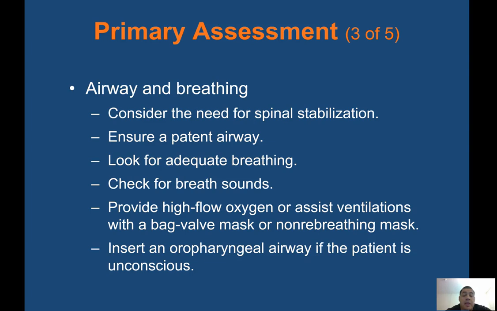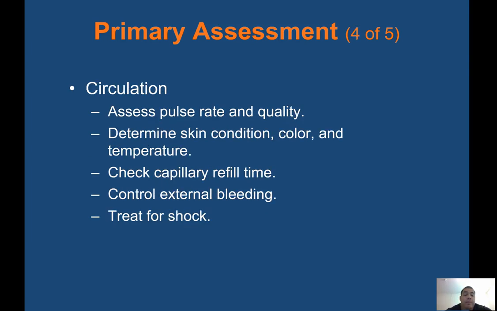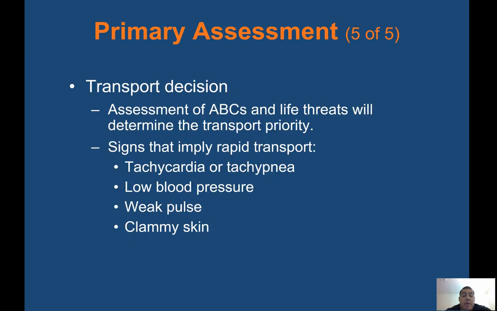Airway and breathing: consider the need for spinal stabilization. Ensure a patent airway. Look for adequate breathing. Check for breath sounds. Provide high flow oxygen or assist ventilations with a bag valve mask or non-rebreather. Insert an OPA if the patient is unconscious. Circulation: assess pulse rate and quality. Determine skin condition, color, and temperature. Check capillary refill time. Control external bleeding. Treat for shock. Transport decision: assessment of ABCs and life threats will determine the transport priority. Signs that imply rapid transport: tachycardia or tachypnea, low blood pressure, weak pulse, clammy skin.